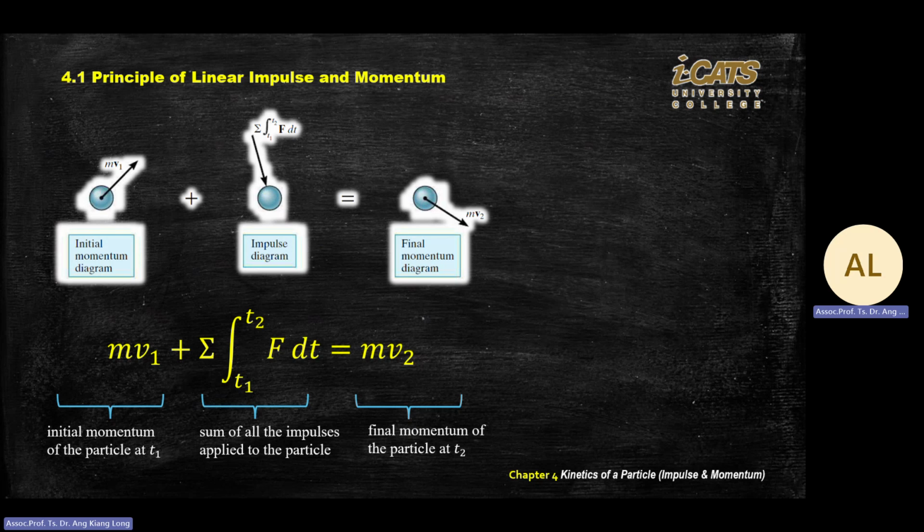Remember that the v1, the F, and the v2 are vectors. Vectors have magnitude and direction. Any vector that you have, you can split into three directions: x, y, and z. So you should know how to break a vector into x, y, and z.